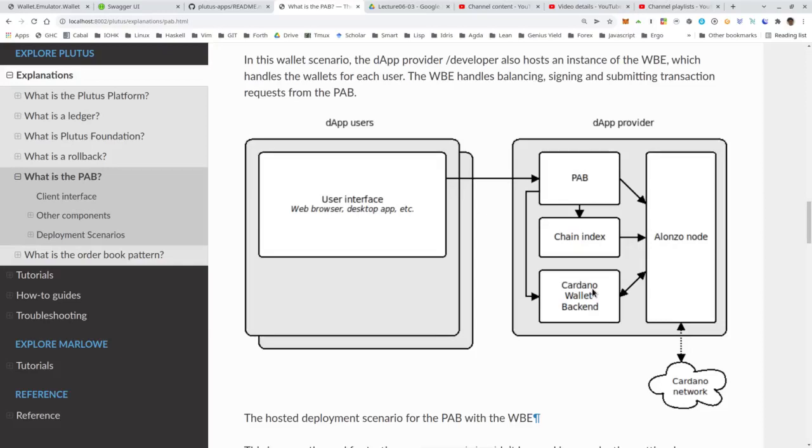But of course that's not very decentralized and somehow goes contrary to what DApps and blockchain are all about. Alternatively, the user could run all these things himself. So run a node and a wallet backend and a chain index and the PAB. Then it would be secure, but of course that means it can't be a browser-based DApp. Then it would be a bundle of applications that have to run on the user's machine. And those applications consume quite a lot of resources, so lots of memory and CPU.